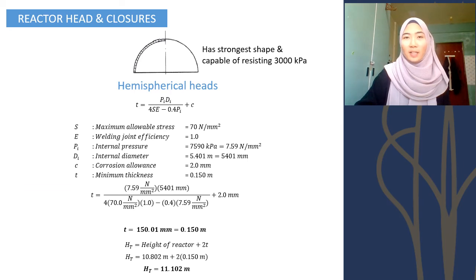For the reactor head end closures, the hemispherical head is selected as the most preferred head for the hydrocracking and hydrotreating catalytic reactor, since it has the strongest shape and is capable of resisting above 3,000 kilopascal of design pressure. Hence, the thickness gives 150.01 mm, which gives the total height of 11.102 meters.